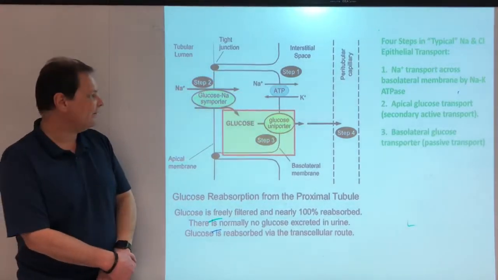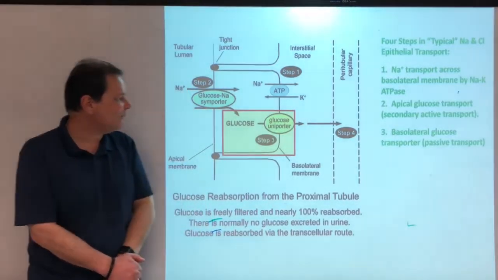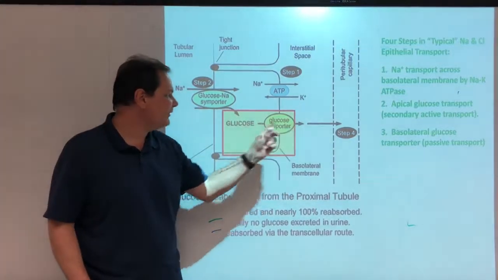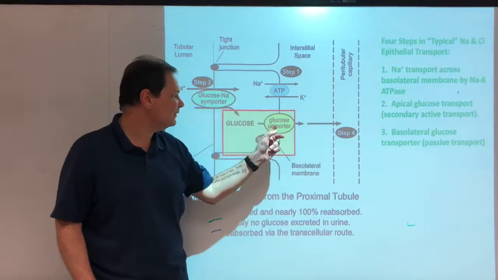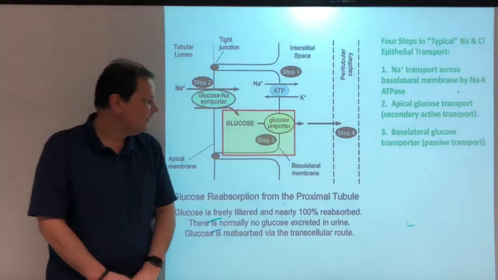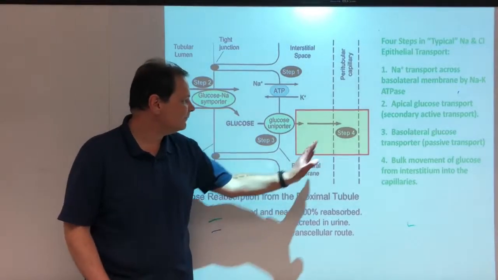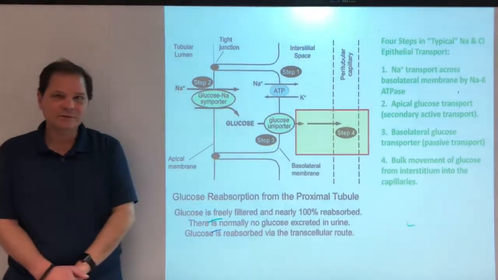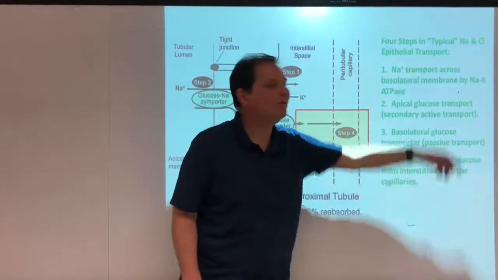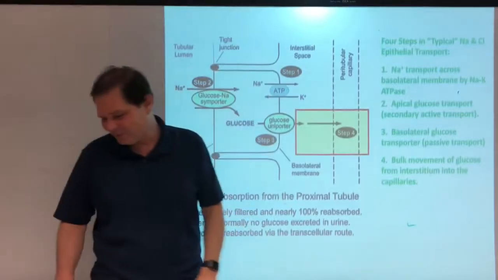And then step 3, as usual, is a passive transport across the basolateral membrane. And in this case, you have glucose going down its gradient from high concentration to low concentration through a glucose uniporter. So this is facilitated passive diffusion. And then step 4 is bulk movement of glucose from the interstitium into the capillaries. Okay? So that's a variation of our sodium chloride transport, all right? This should really say sodium and glucose transport.